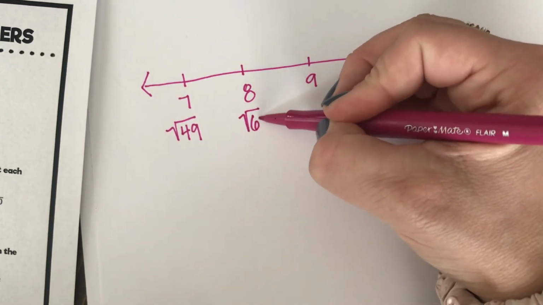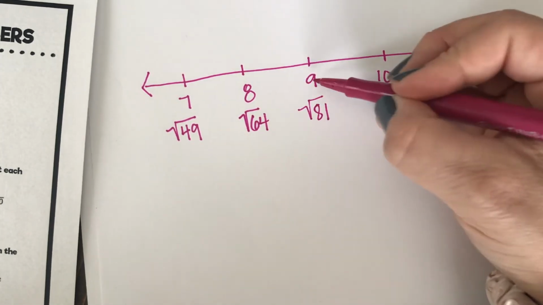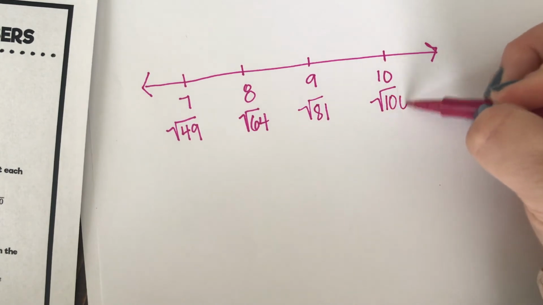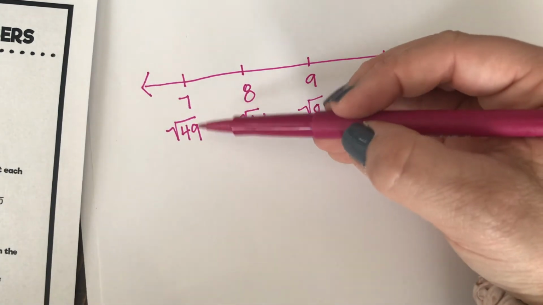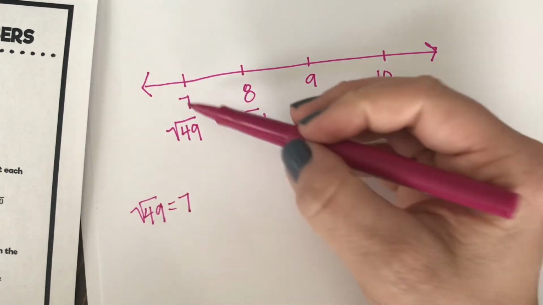On 8, the square root of 64 is 8. The square root of 81 is 9. And the square root of 100 is 10. So the square root of 49 is the exact same thing as 7.